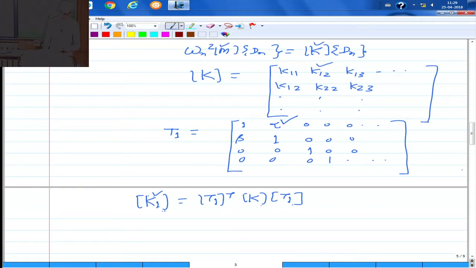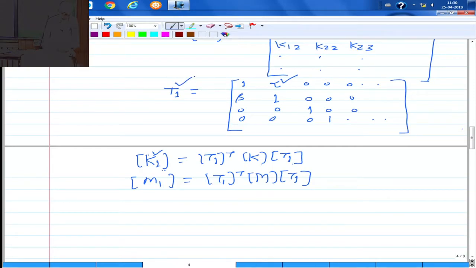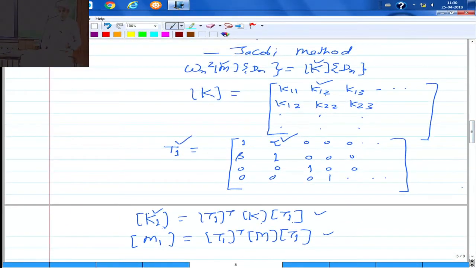So one condition is that in the transformed stiffness matrix K12 equals 0. That is one condition to find this alpha and beta. Then similarly you will find the transformed mass matrix M1, which is also in the same way T1 transpose into M into T1. After the multiplication you will get the transformed M matrix, and in that you say M12 equals 0. So from those two conditions you find alpha and beta, and once you have alpha and beta, finally you have your T1 and these transformed matrices. So you do this once, and now K12 and M12 have become 0.